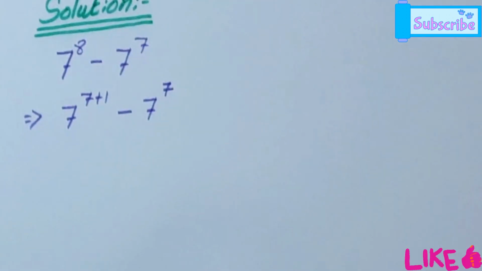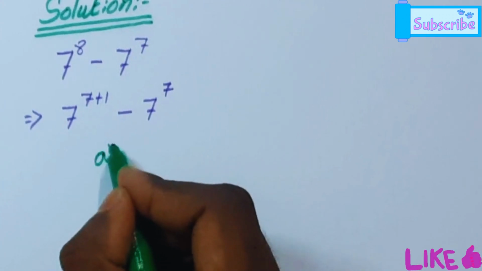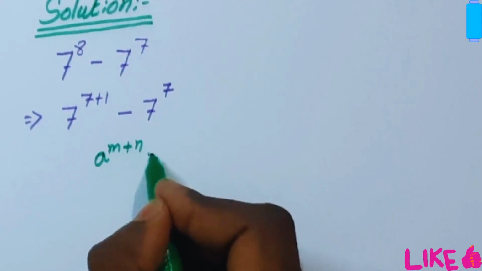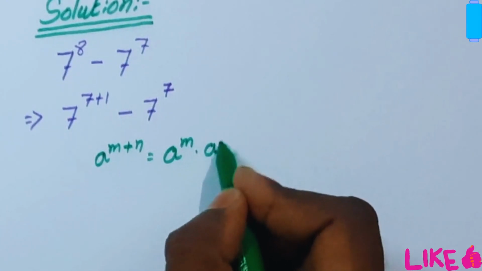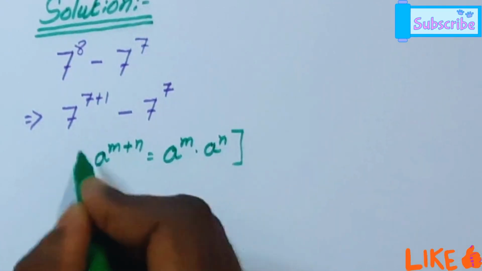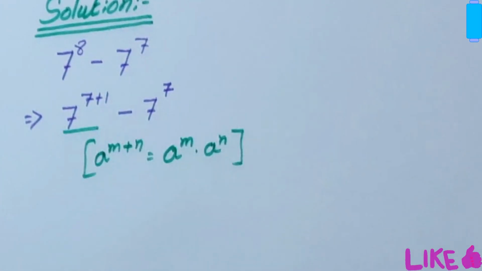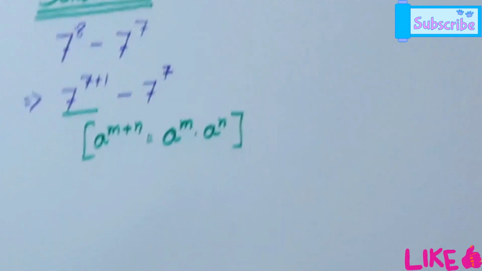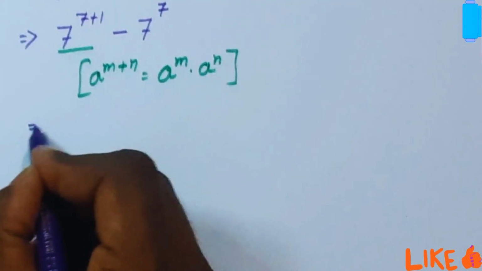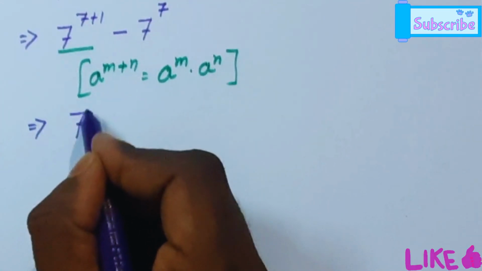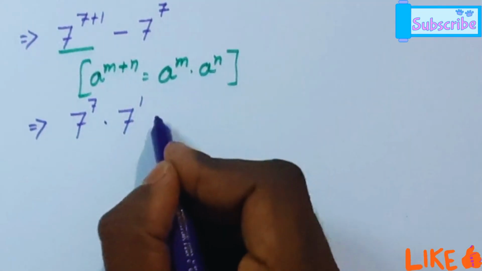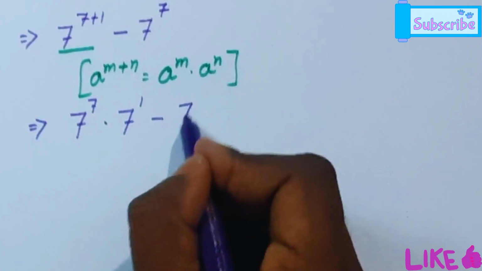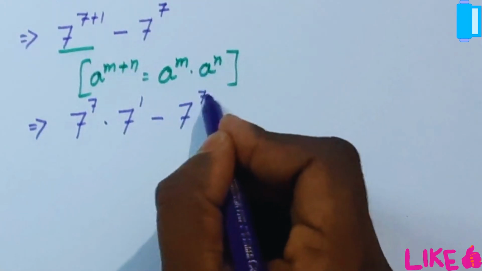Now we are going to apply this exponent identity that a power m plus n equal to a power m times a power n. This identity we are going to apply here. So we'll get 7 power 7 times 7 power 1 minus 7 power 7.